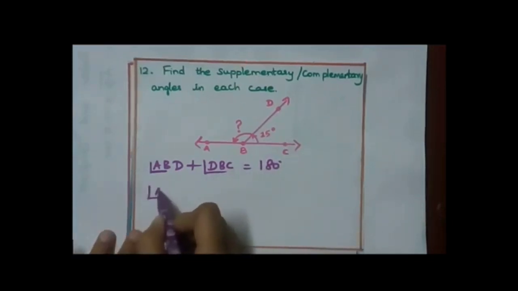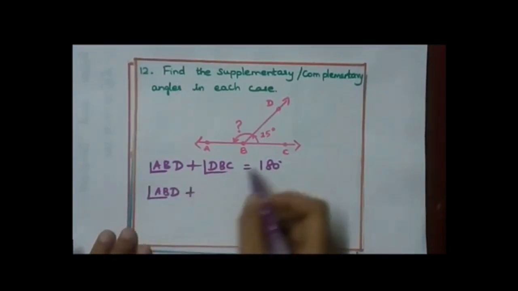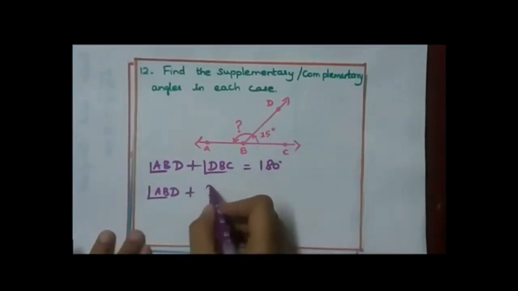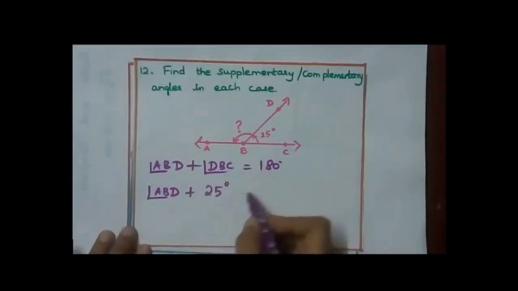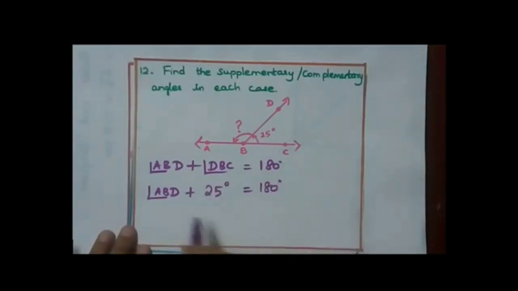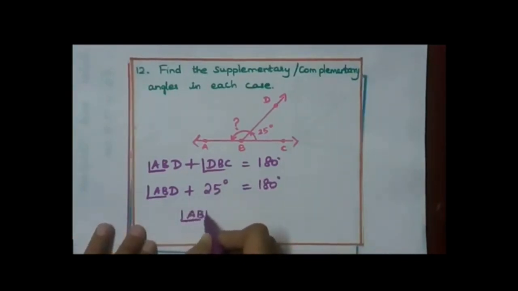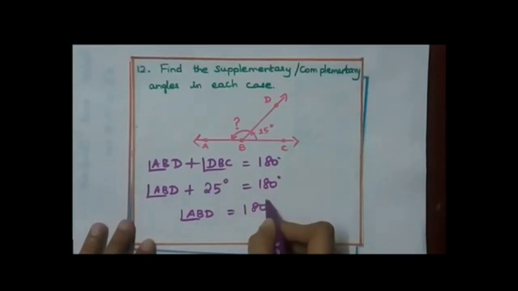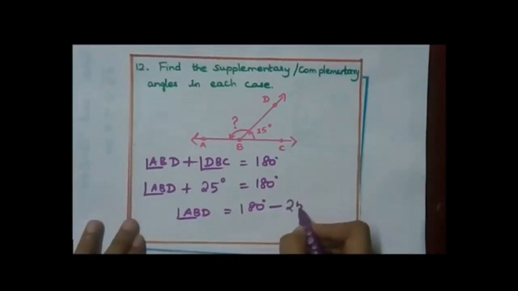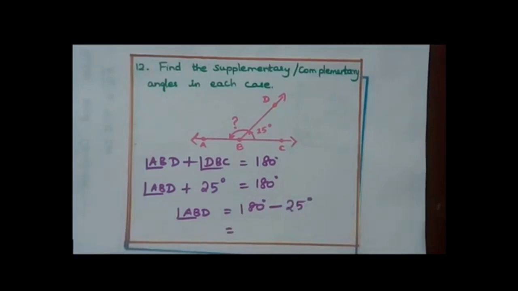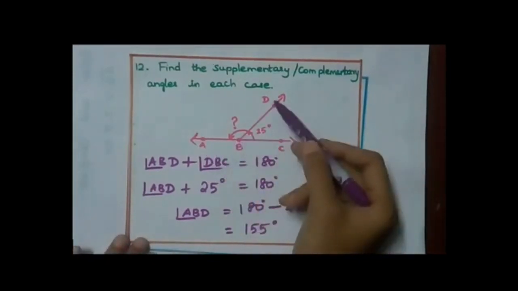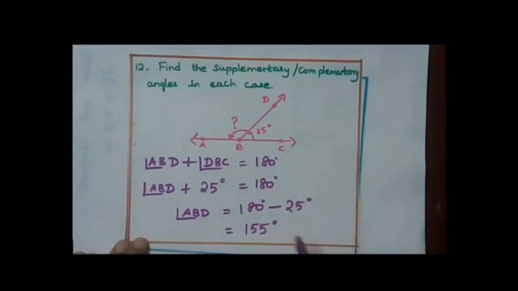But I don't know the angle ABD. Angle DBC is given as 25 degree. So I am writing 25 degree equal to 180. To find this angle, I am going to subtract this 25 from 180. So writing angle ABD equal to 180 degree minus 25 degree. Subtract and tell me the answer. What is the answer? 155 degree. Very good. So the angle ABD is 155 degree.